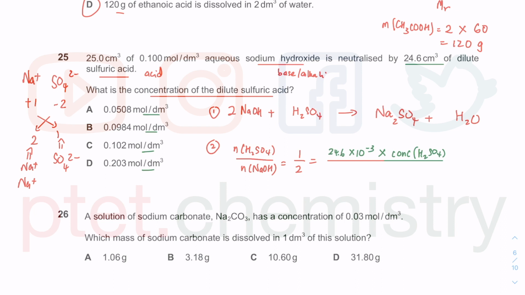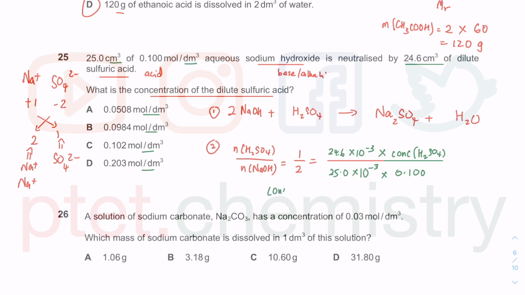At the bottom, I have 25.0 cm cube of NaOH, which I convert to dm cube by multiplying by 10 to the minus 3, then multiply by the concentration in mole per dm cube. Again and again, dm cube and cm cube do not cancel, so you have to convert that volume in cm cube to dm cube in order to cross out the unit for mole per dm cube, because at the bottom this is mole, this is mole, this is mole. Concentration times volume in dm cube, concentration times volume in dm cube.